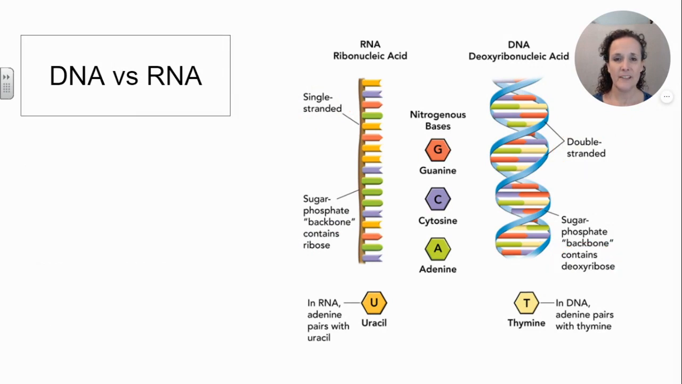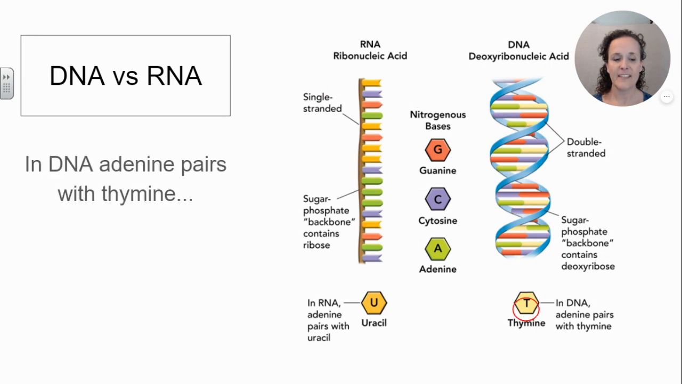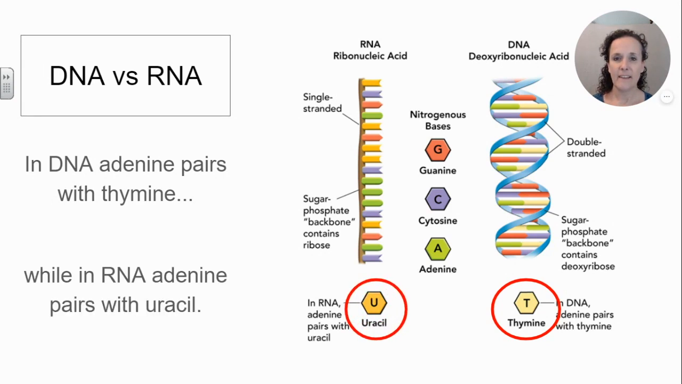But the most important difference for our purposes when talking about protein synthesis is that in DNA, the base adenine pairs with the base thymine, A to T. Whereas when we're building RNA, the base adenine pairs with the base uracil, or U.